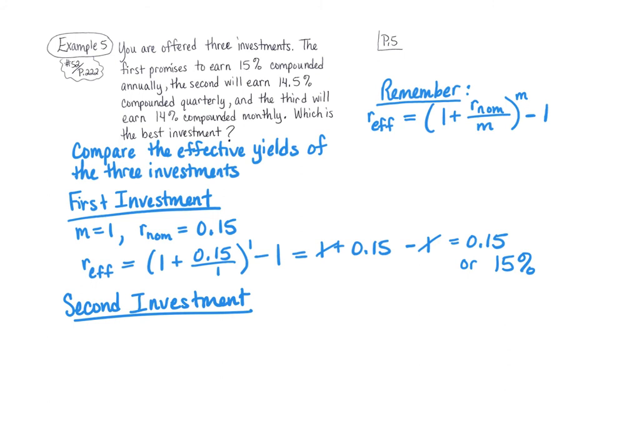So your second investment, we're now zooming in on what happened here. The second will earn 14.5% compounded quarterly. So that means our nominal interest rate is equal to 0.145, because that's equivalent to the 14.5% interest rate. And our M, because it's compounded quarterly, is equal to 4.